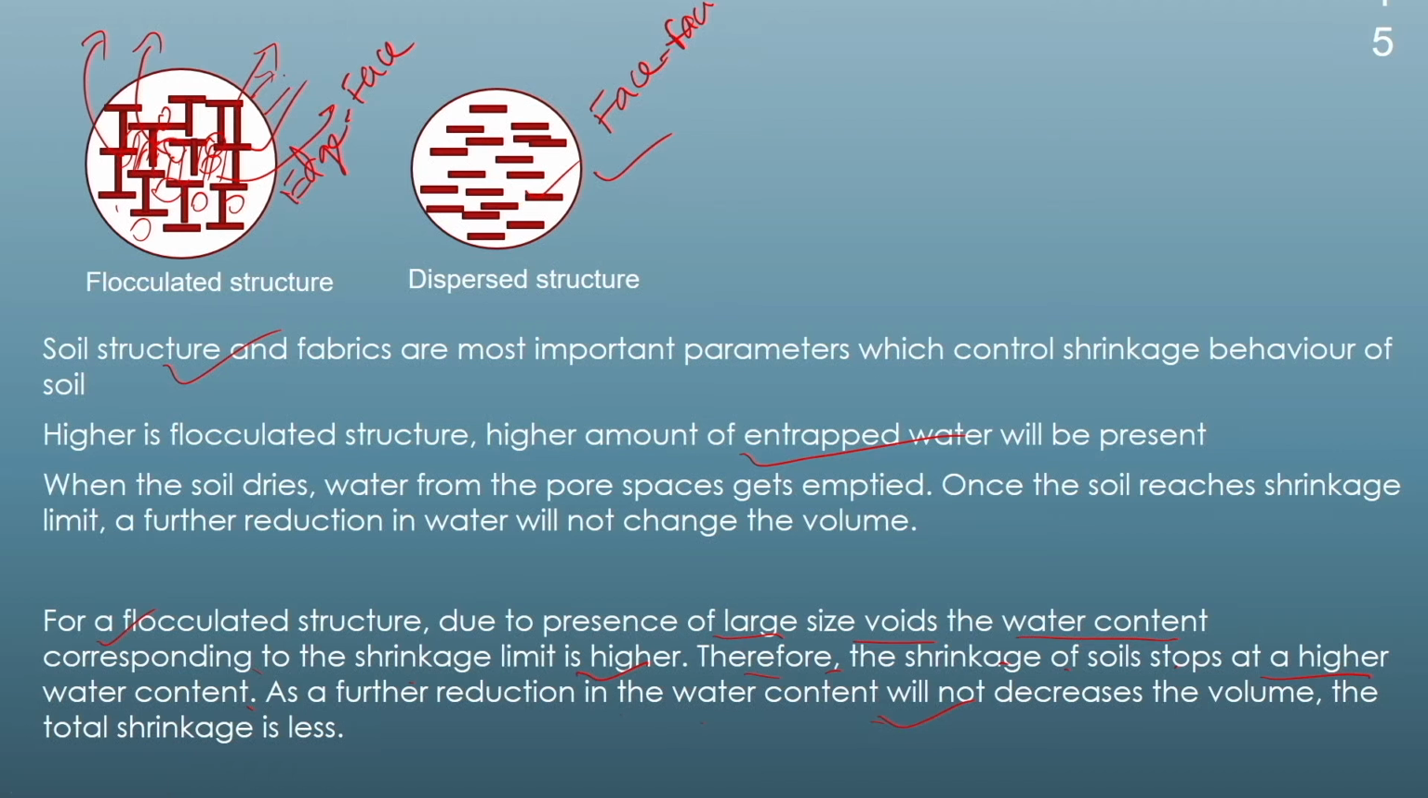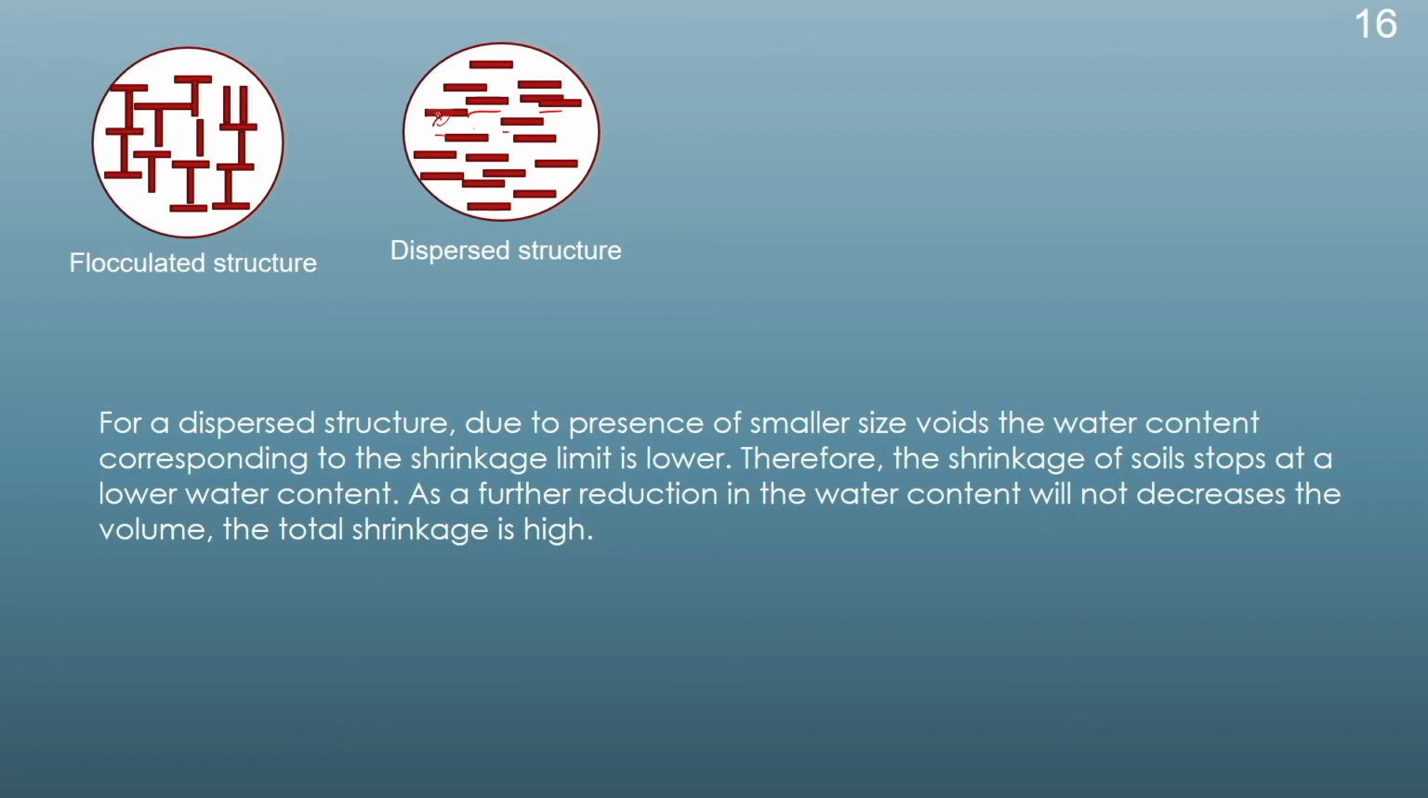But if we take a dispersed structure, a small but numerous number of void spaces will be present between the clay particles, which will be filled with water. As water gets removed, the particles will come closer, and as the particles come closer, the volume reduction will take place. And at a very low water content, the particles will stop coming closer. That means, after that point, the air will start to enter into the system, and the shrinkage limit of the soil will be achieved. Therefore, the shrinkage limit for a dispersed structure will be less in comparison to a flocculated structure. So, here we can read that for a dispersed structure, due to the presence of smaller size of voids, the water content corresponding to the shrinkage limit will be lower.